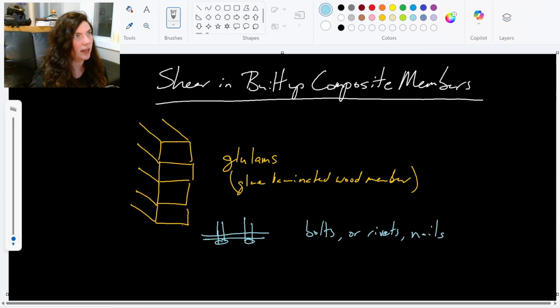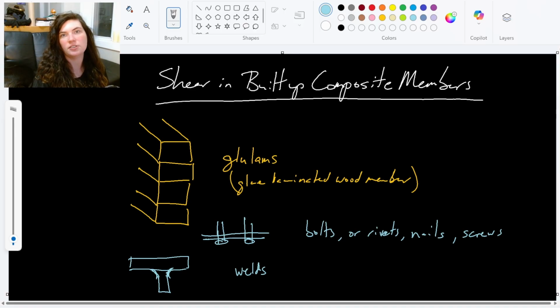Another one that we see a lot in the same vein would be welds, right? Things that are welded together. So you might have one piece of metal that gets welded to another piece of metal, make you a nice little T-beam or an I-beam. So you could have welds bringing those two separate things together. Or another one, screws, nails, screws. So lots of different types of fasteners, right? The general group that we would call these are called fasteners.